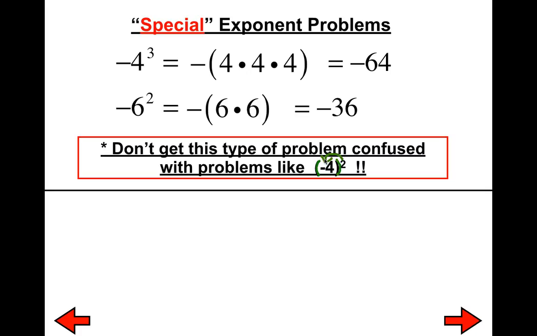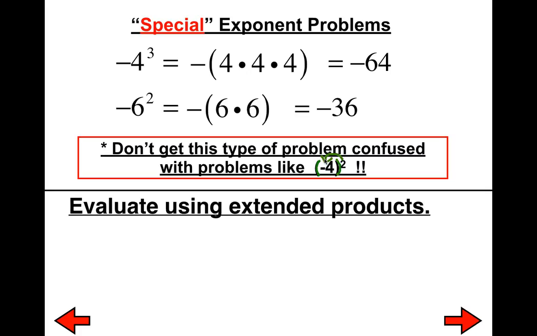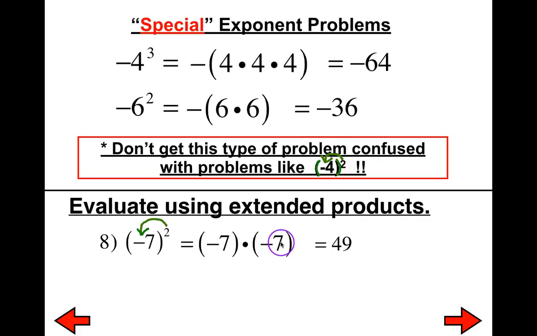Okay, so at this point, I'm going to go ahead and practice a couple more with you. We're going to evaluate, which means we're going to multiply it all out, and we're going to evaluate by using extended products. So here, what's being squared? It is a negative 7. How do I know this is a negative 7, not just a positive? Because there's parentheses surrounding it, which tells me my base is negative. So I'm going to go ahead and multiply negative 7 2 times. Negative 7 times negative 7 is 49.